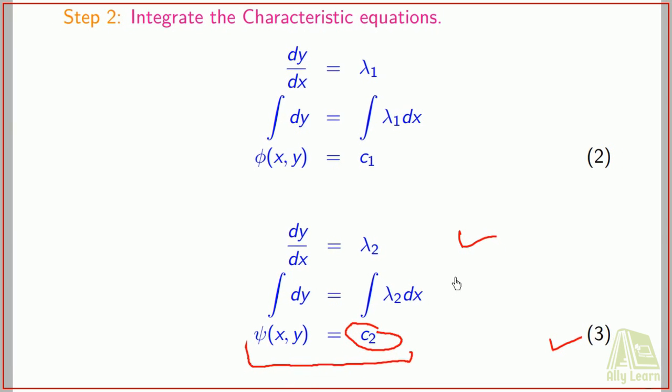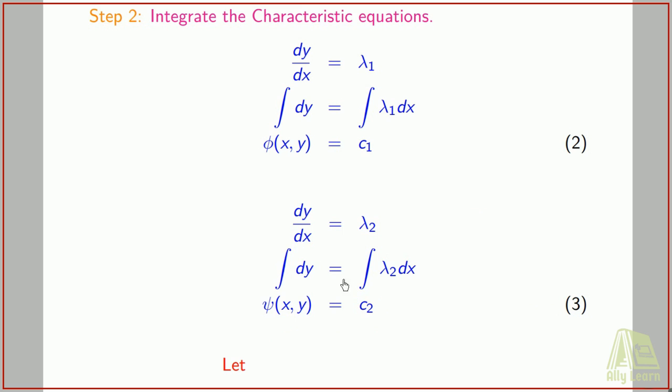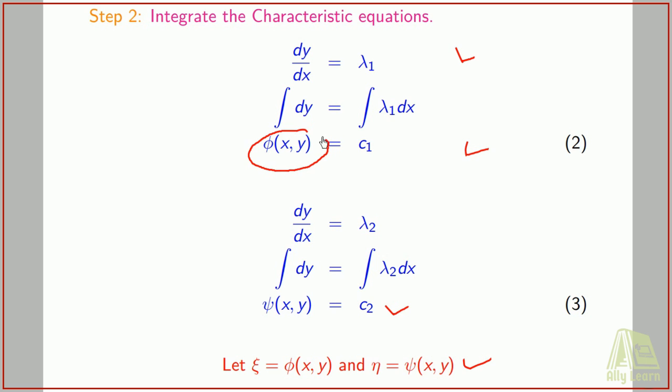Okay friends, so this equation 3 I obtain upon integrating my second characteristic equation over here. Now friends, the next thing that we will be doing is that I will name this first solution as xi and the second solution as eta. In this equation which I obtained by integrating my first characteristic equation, I will be naming this as xi, and the second characteristic equation upon integration gives me psi, and I will be naming this psi as eta. Okay friends, so this was my step 2, that I integrate both the characteristic equations, and the solutions that I get, I name them as xi and eta.